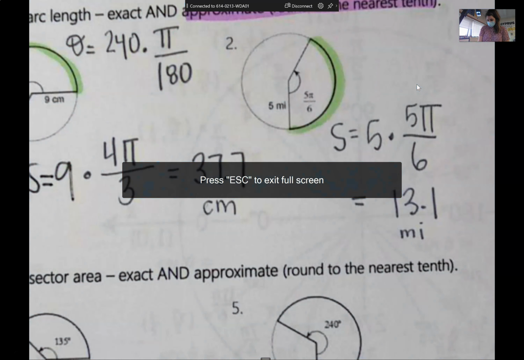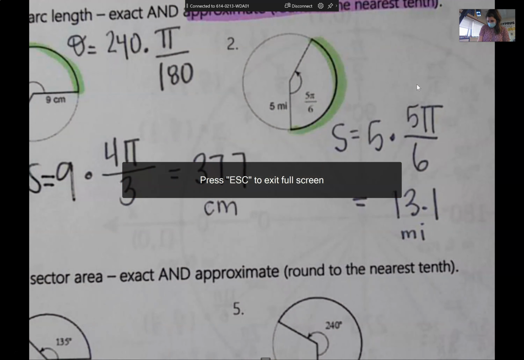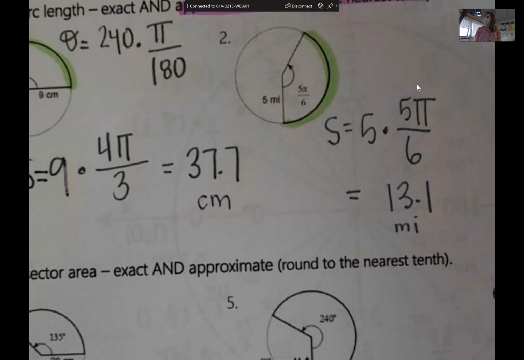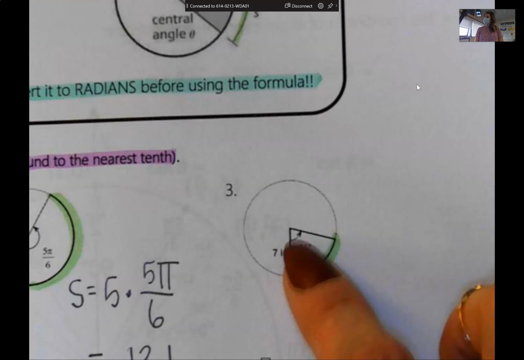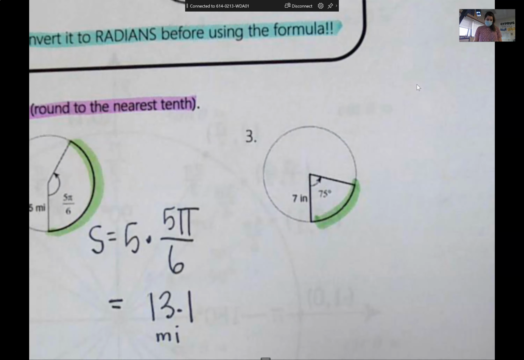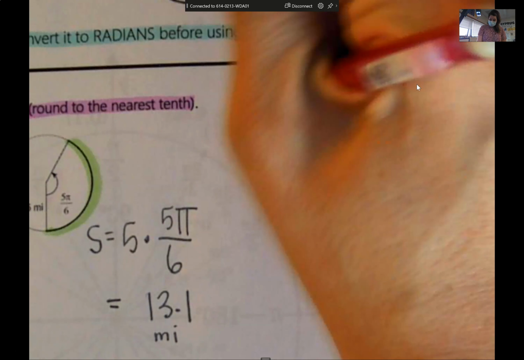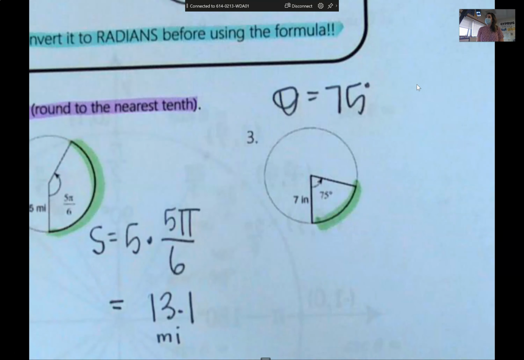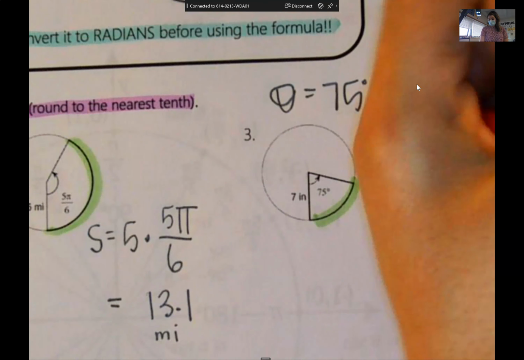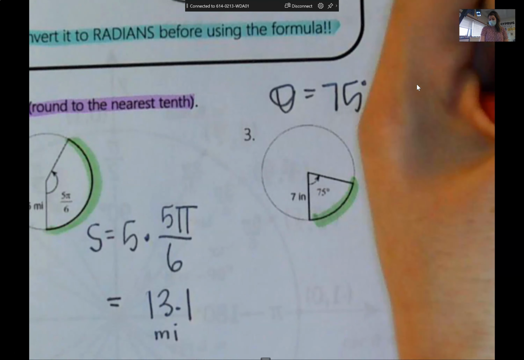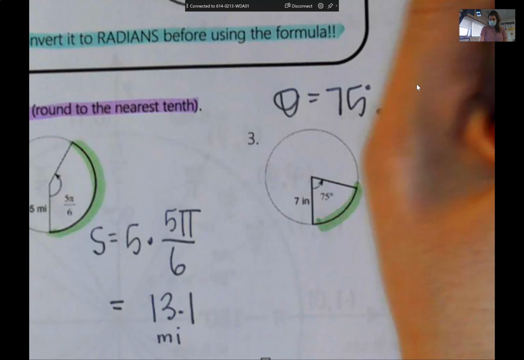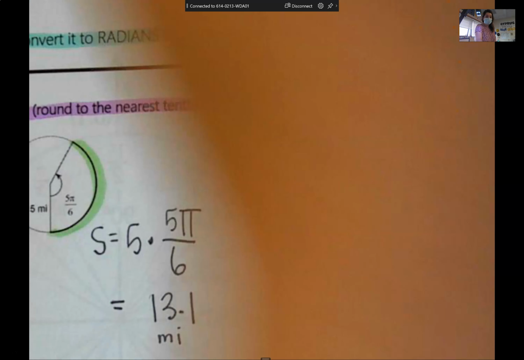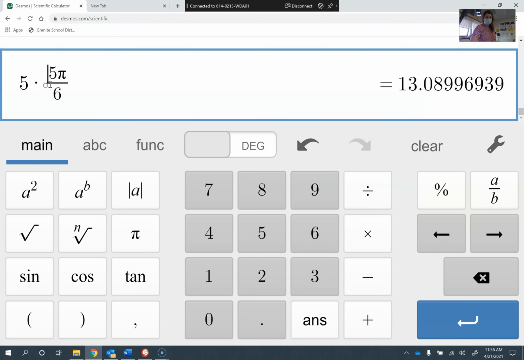So that's going to be this guy. So it matches your little arrow for the angle. Oh, let's move it so that you can see. This one we have to convert theta because theta is 75 degrees. But we need a pi in this, so we're going to multiply it by pi over 180. In this case, we don't include the pi when we plug it into Desmos.